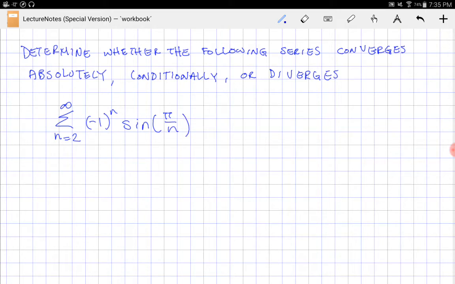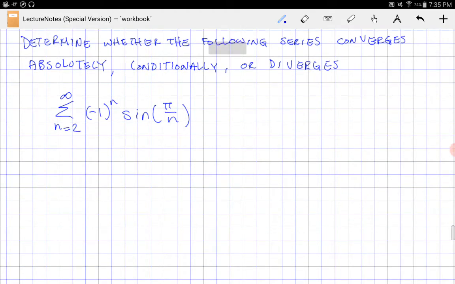So the first thing you do when you look at this question is we check for absolute convergence, because if it converges absolutely, then obviously it'll also converge conditionally. And so in order to check if this series converges absolutely, let's first make sure that as n approaches infinity, the actual sequence approaches 0.